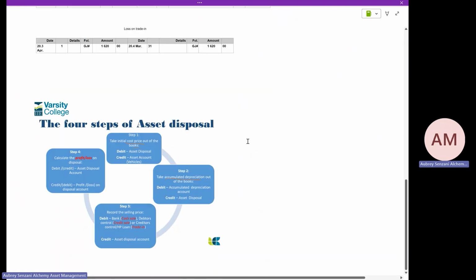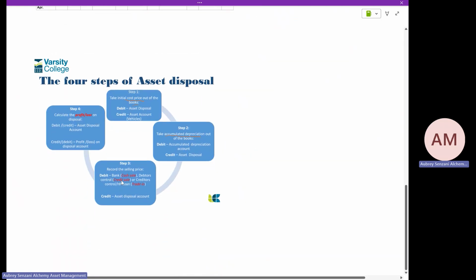Then we go back and say, but what is step number 3? Step number 3 is we need to record the sale, or the disposal of the asset. How did we dispose of this asset? We took out a hire purchase. We had a trade in. So here you can see your steps actually guide you. We need to debit the creditor's control or the hire purchase loan in relation to a trade in.